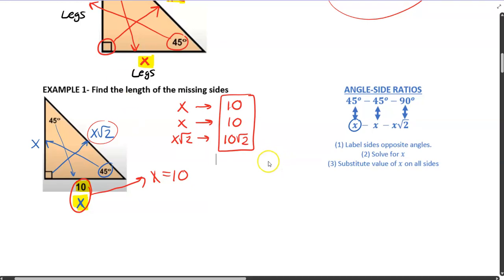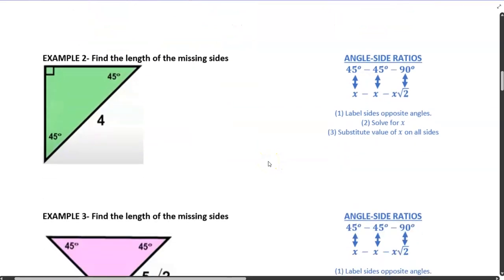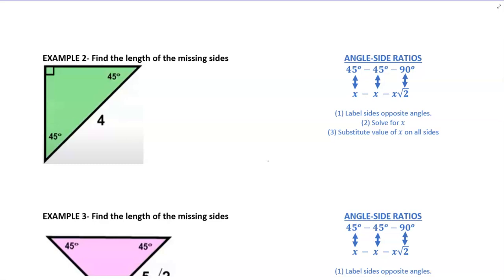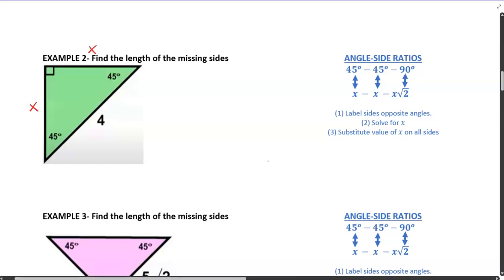Let's look at example number 2. In this situation, we have now been given the hypotenuse. So let's go ahead and label our sides. Our legs are going to be x, and our hypotenuse is going to be x root 2.